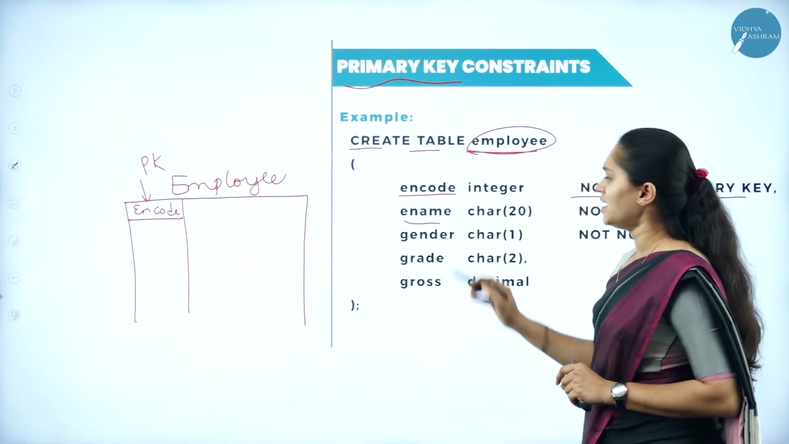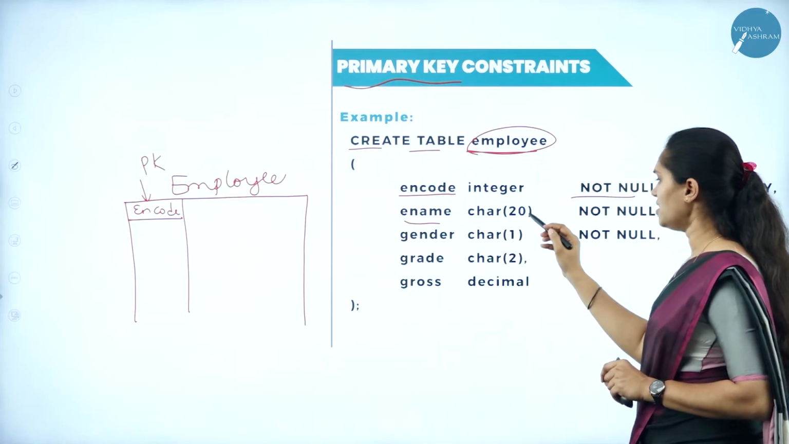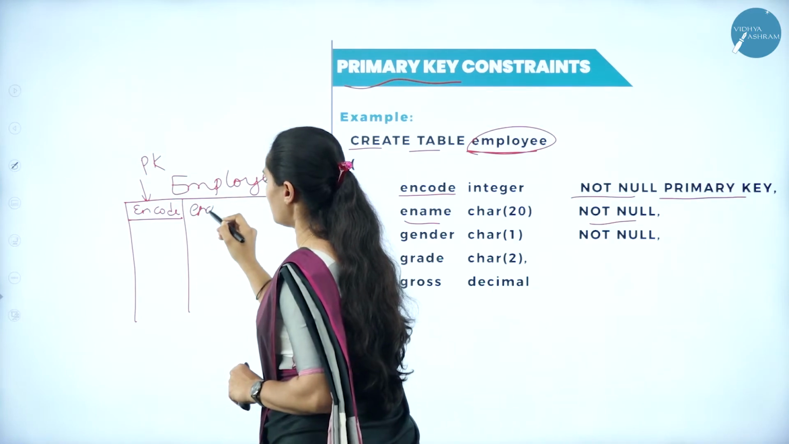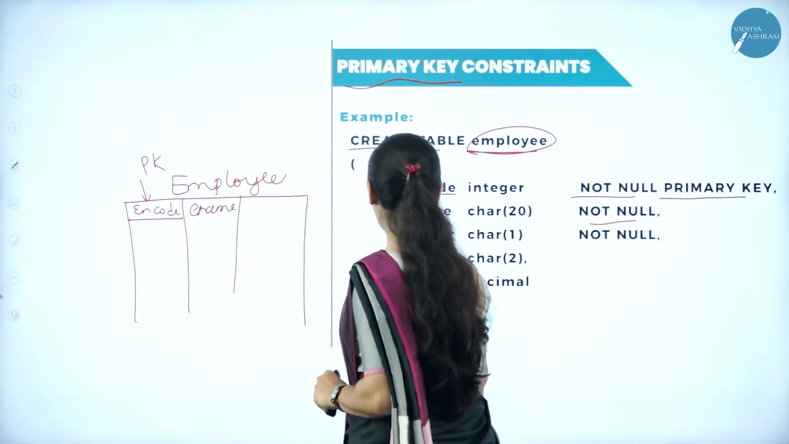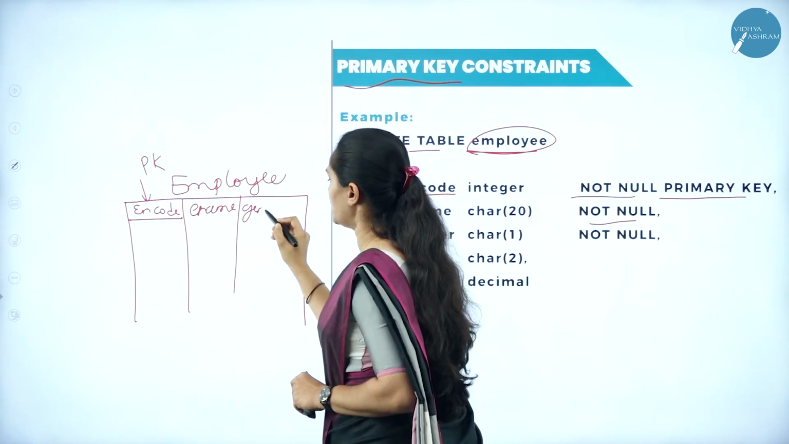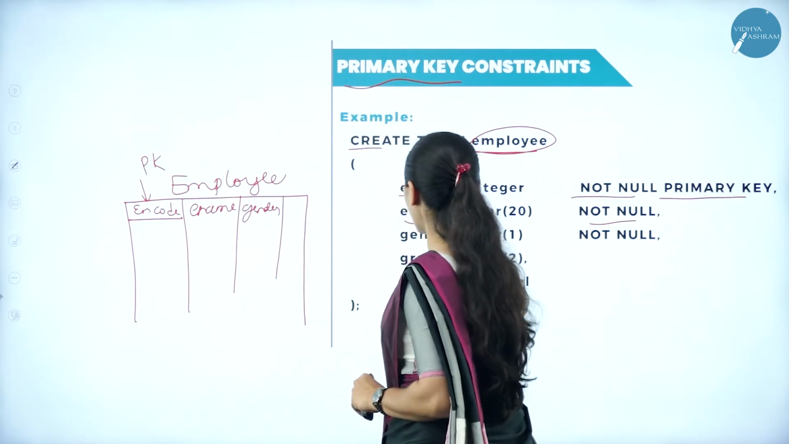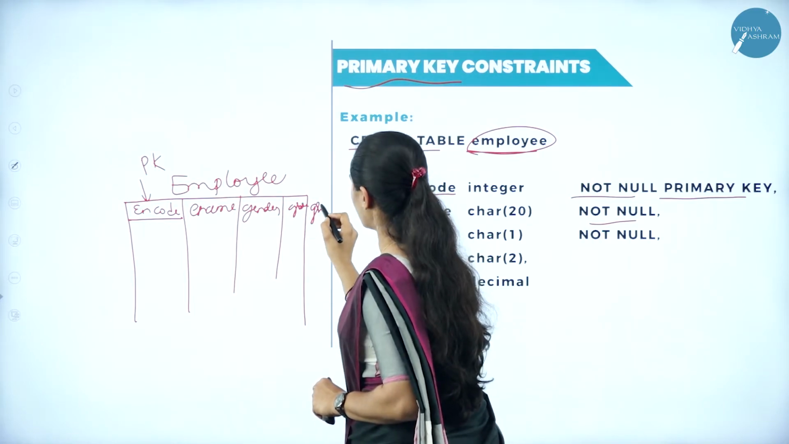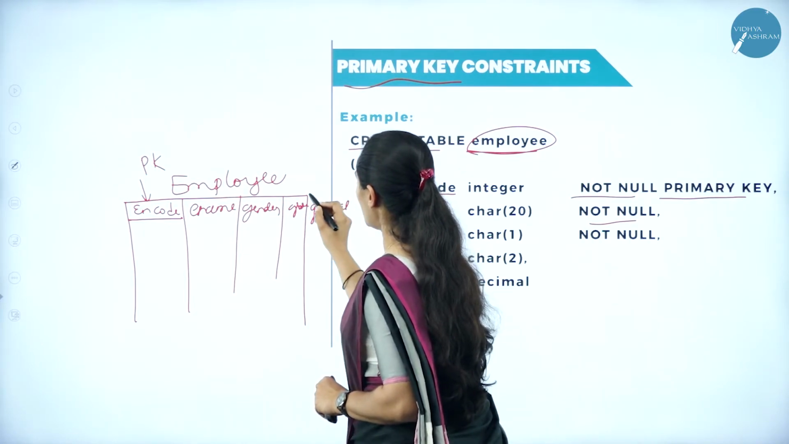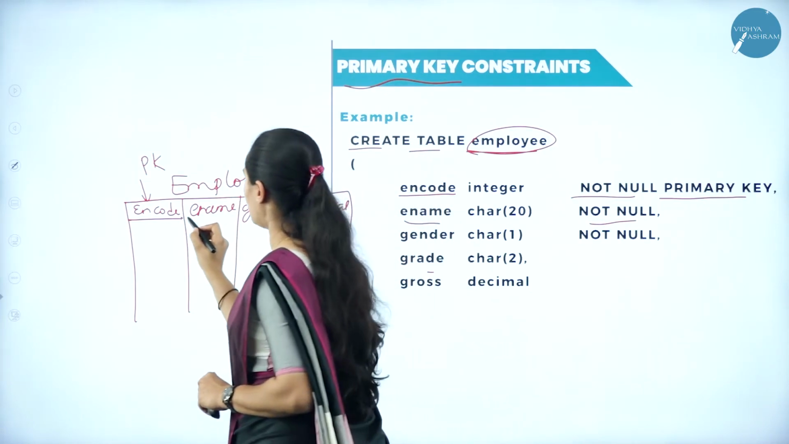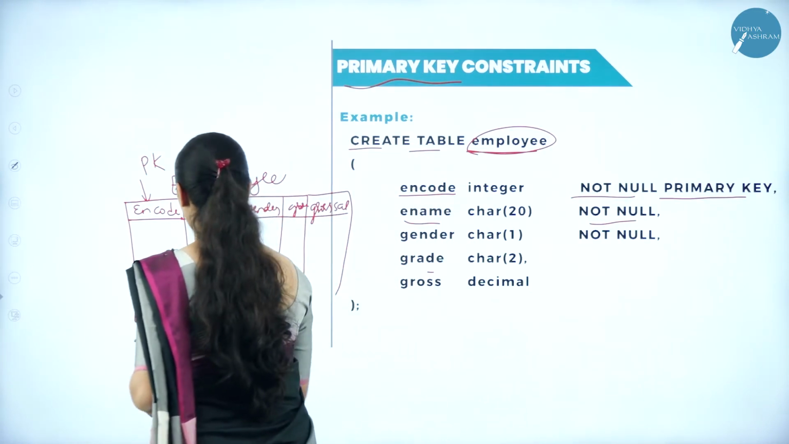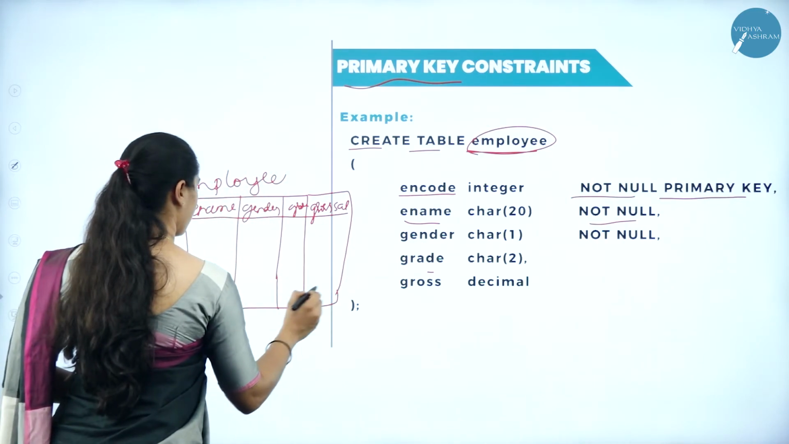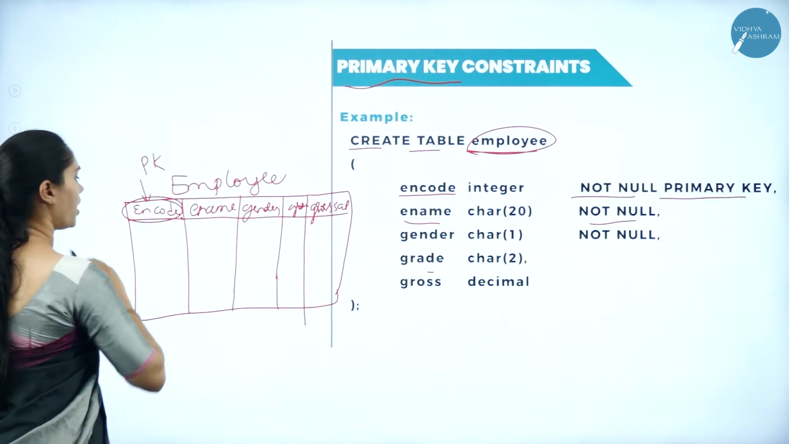And also we have ename, that is employee name, char 20, and it also should not be null. So we have to specify the name of an employee. Then we give the gender, then grade, then gross salary. These are the columns of this employee table. And we are making this ecode a primary key.